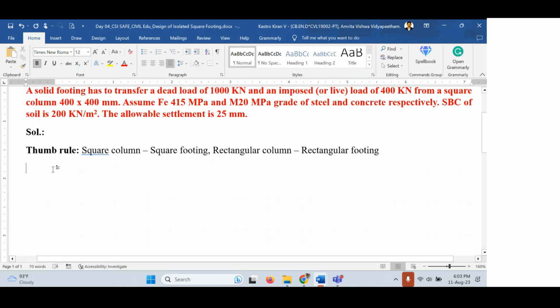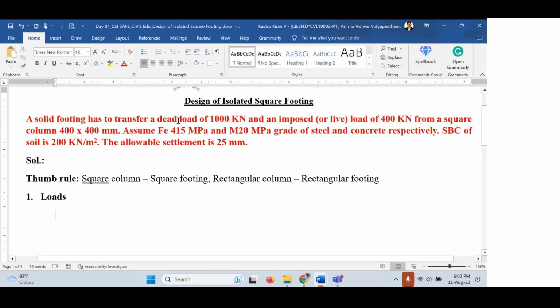The first parameter is we need to find out the loads that are coming onto the structure. So what are the loads? In this case, we have two types of loads. One is called dead load and the second one is called imposed load, which is also called live load. So dead load plus imposed load equals 1000 plus 400 kilonewtons. That gives 1400 kilonewtons of load coming onto the structure.